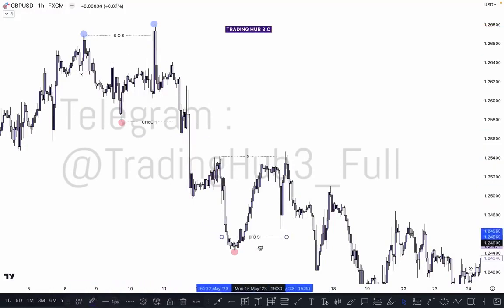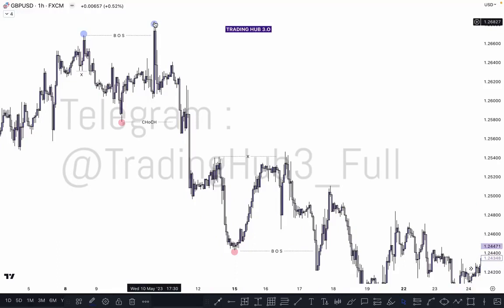Same thing happens here. Market again pushes downside and creates a break of structure here. After the break of structure, our lower high is confirmed at this point. I will show you exactly everything. I will cover everything, bullish move and bearish move, every point one by one.